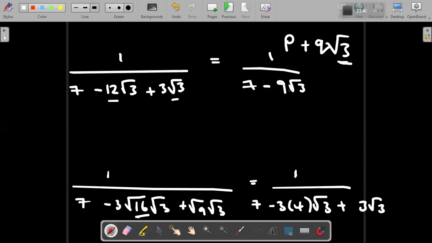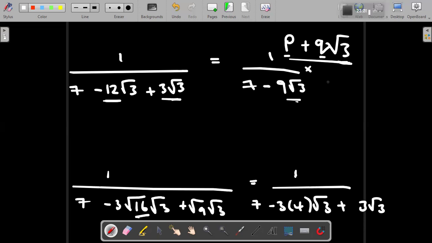Now they're telling me I should put it in this form here, where these are just rational numbers. So how do I do that? Sorry, where is the 9 coming from? Okay, so you have this negative 12 plus 3, I get it, yes, that's where the 9 is coming from. All right. So now from here, what do I do in order to come to this form?